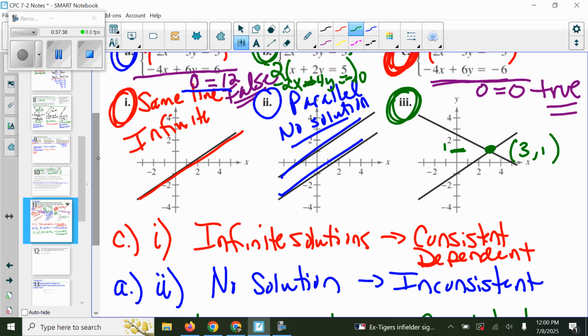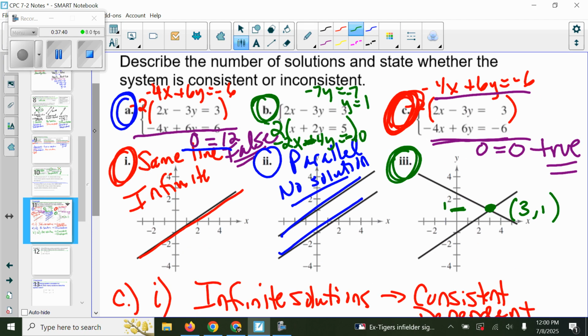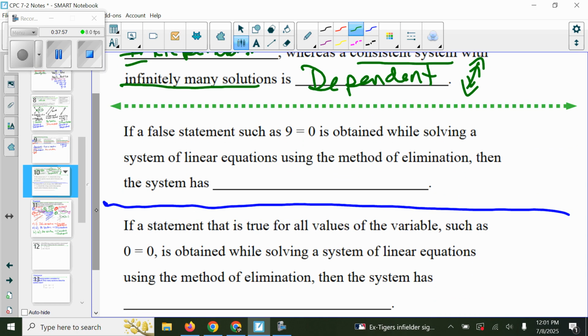But how do we tell from the equations themselves? We have to look at what happens when we solve them. So that 0 equals 12, getting an actual value versus getting a statement of truth, 0 equals 0, something that's always true. Algebraically, that's how we know what system we have. So let's go back and see if we can nail this down algebraically.